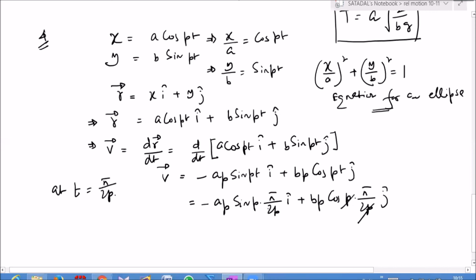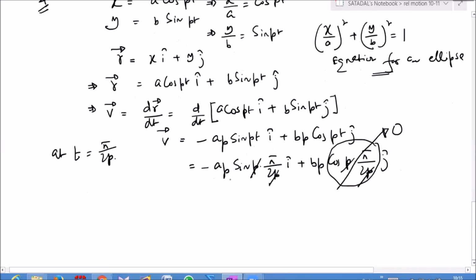This p cancels, this p cancels. You see, cos pi by 2 means cos 90 degrees, result is 0. Sin pi by 2 means 1. So V vector at this time is coming to be minus AP i cap. That's significant. So I got this velocity vector at time t equal to pi by 2p as this.